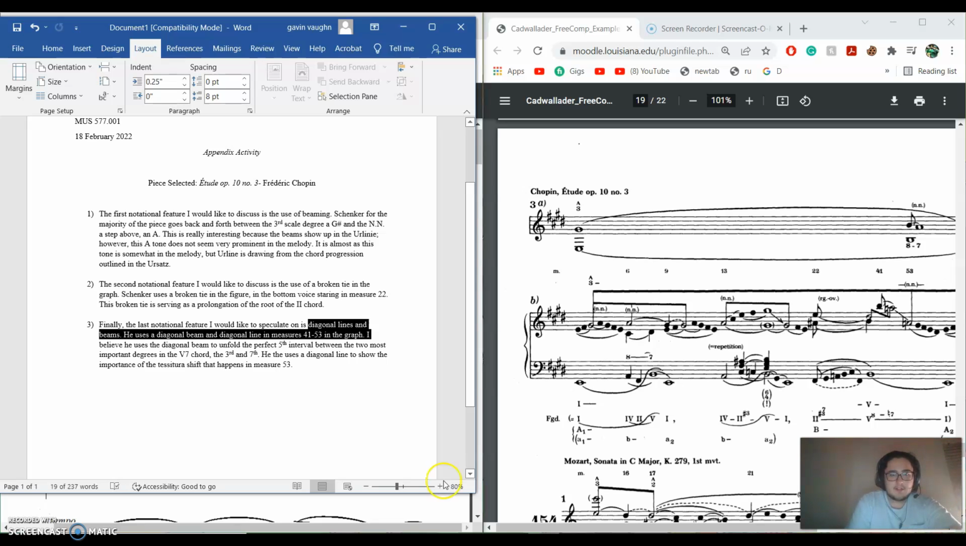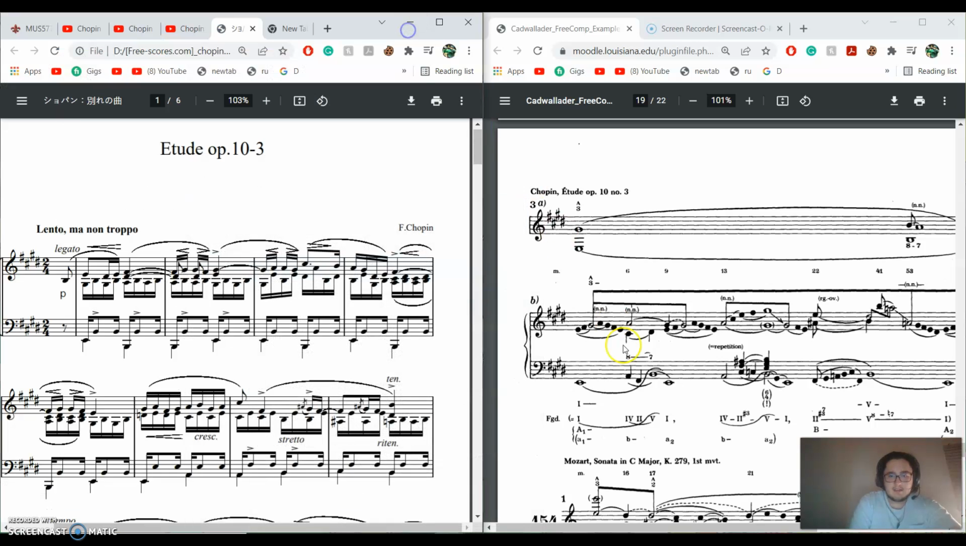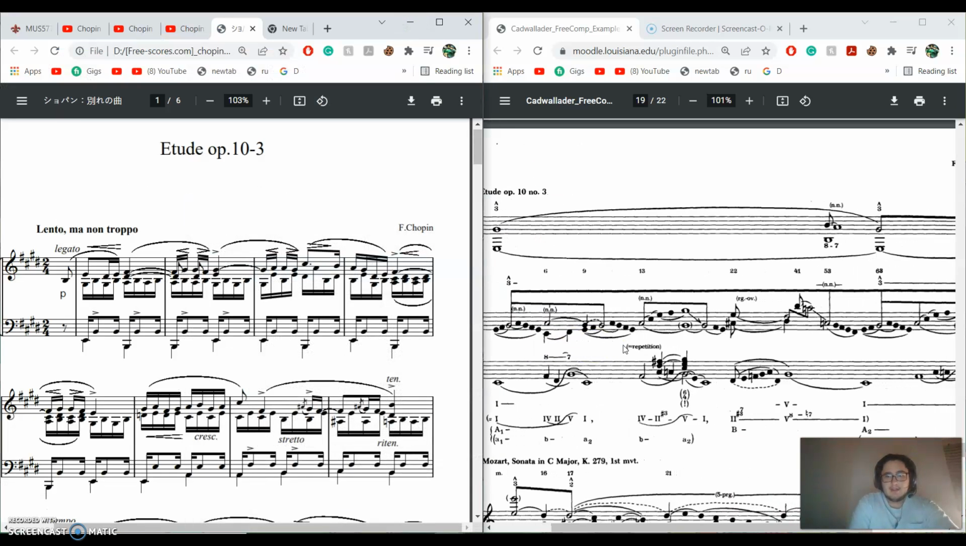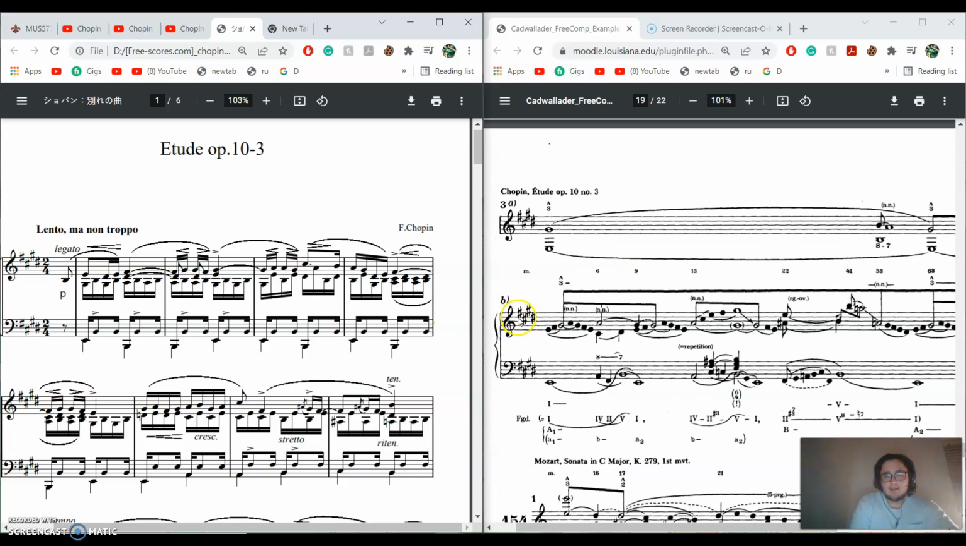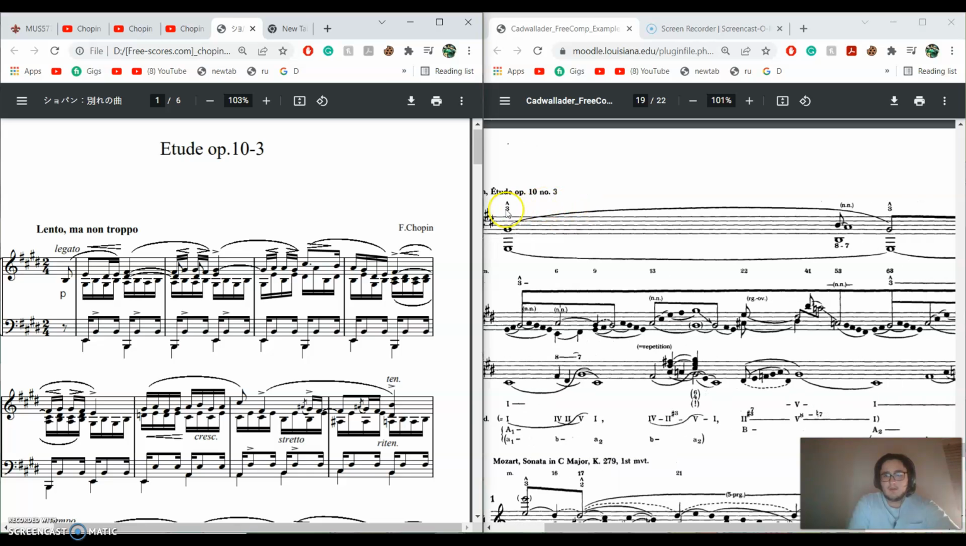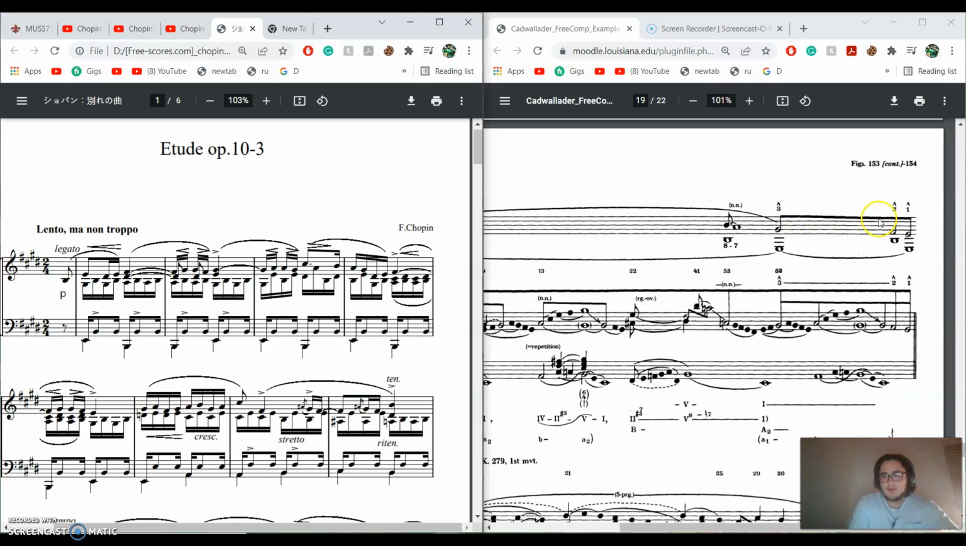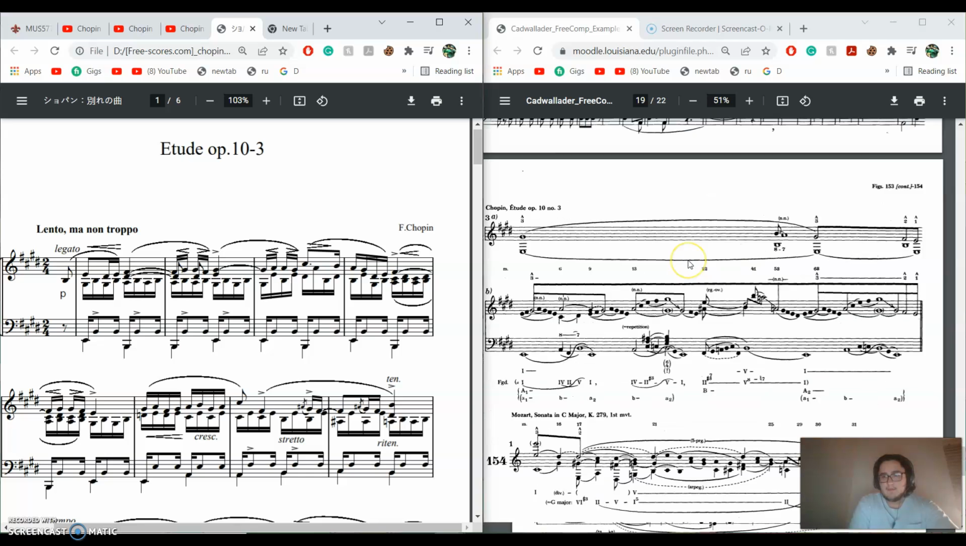The first notational feature I would like to discuss is the beaming. I think the beaming is really interesting. Clearly, A right here is just a reduction of B, and the B has a lot more foreground. But this beaming still means that this foreground is important. And so you could see that he prolongs the 3 almost all the way to the end.